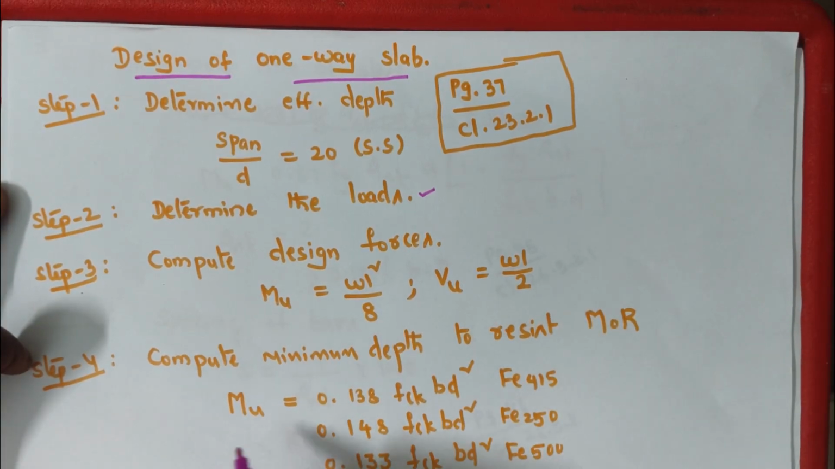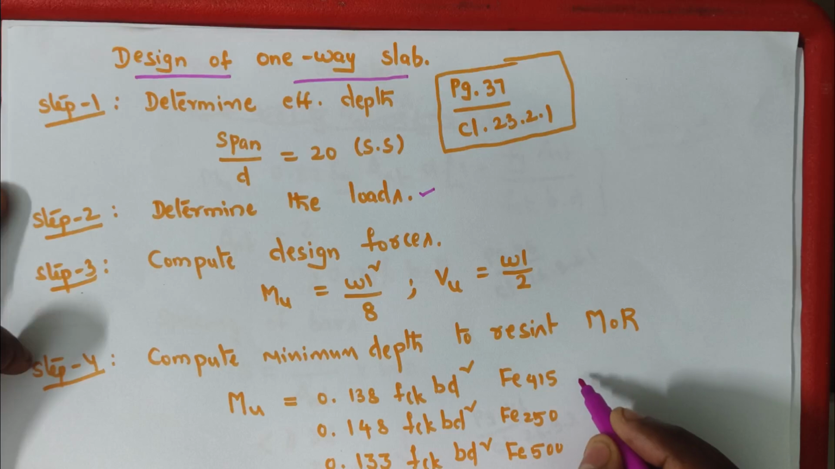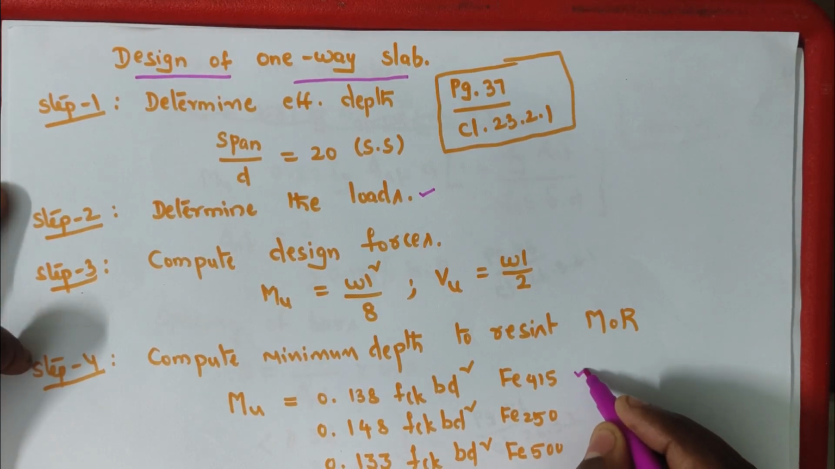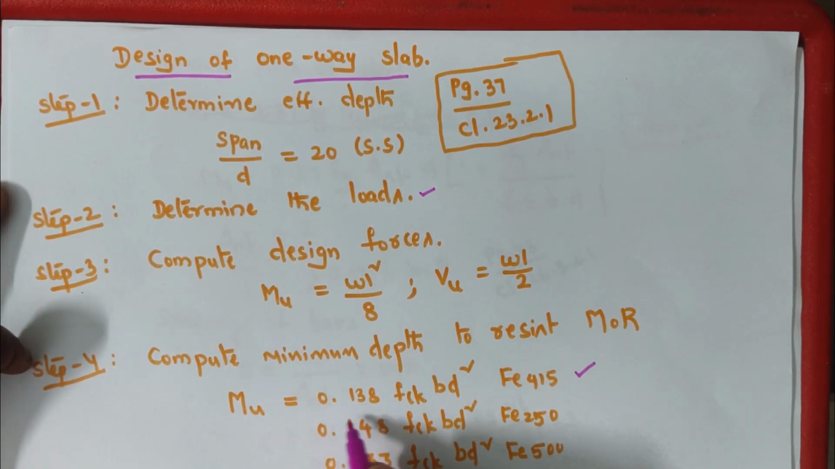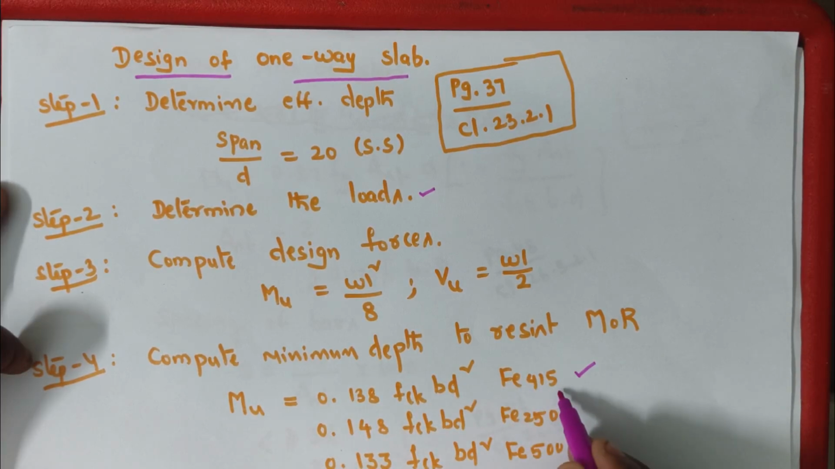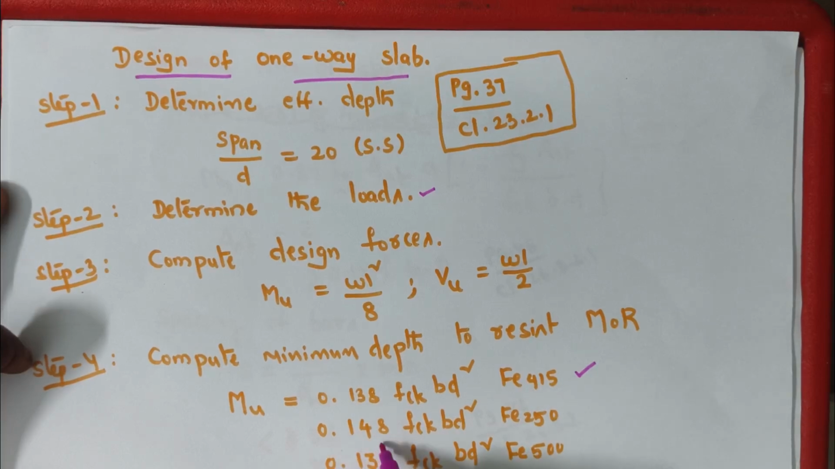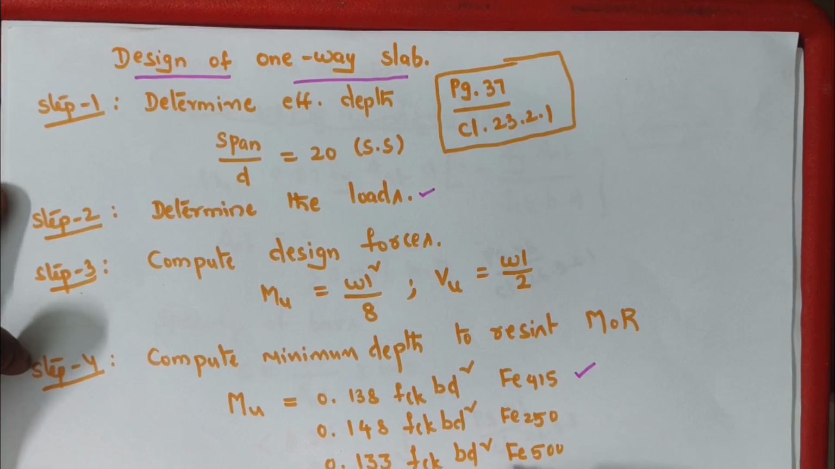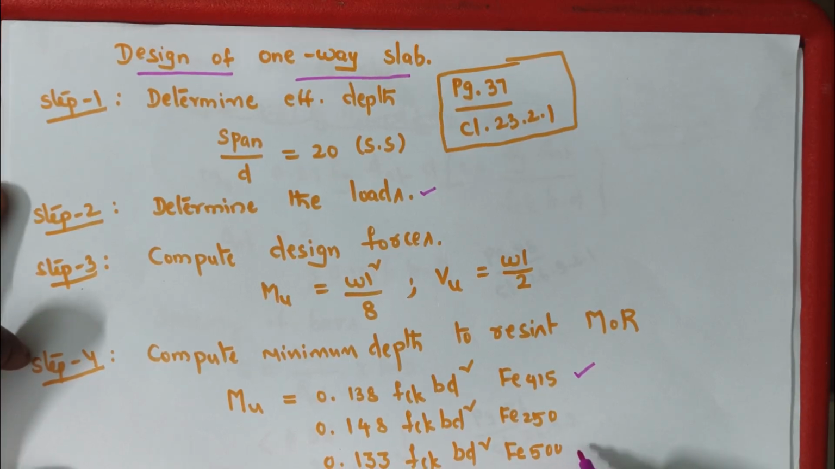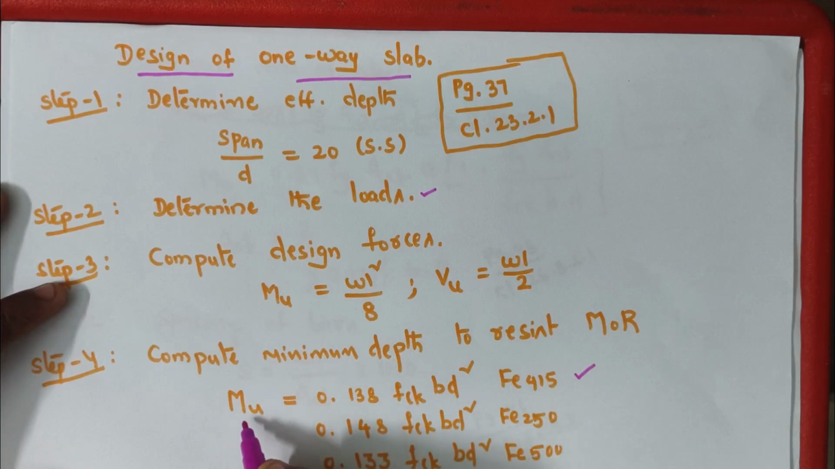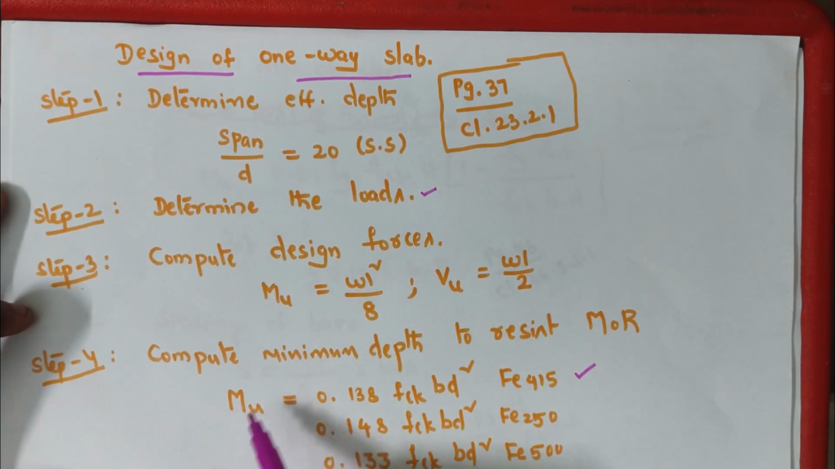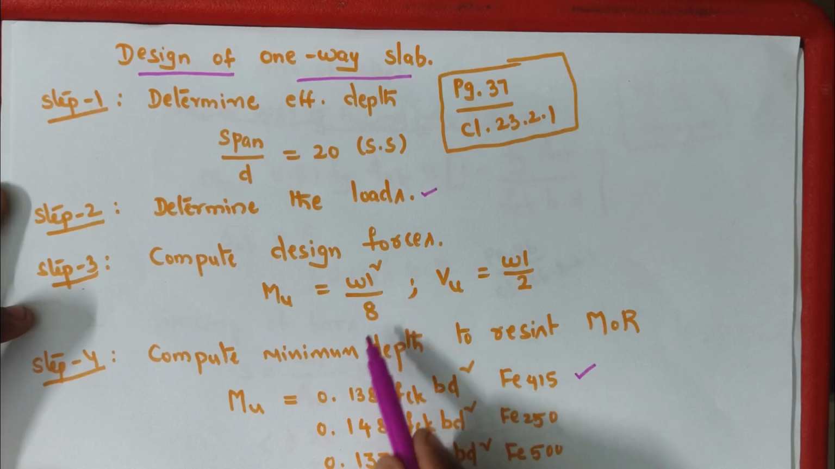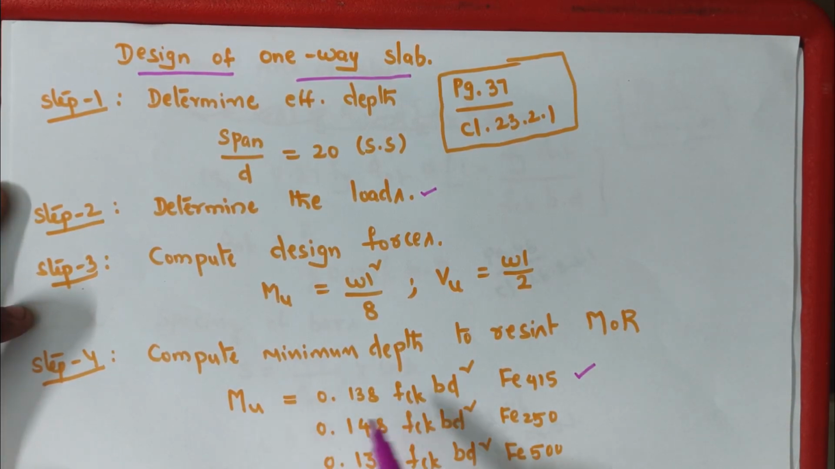Based on the steel we use, we will take the ultimate moment of resistance as 0.138 FCK BD square for Fe 415, 0.148 FCK BD square for Fe 250 steel, and 0.133 FCK BD square for Fe 500. MU is from step 3. This MU value we need to take here. From here we need to determine the depth value.